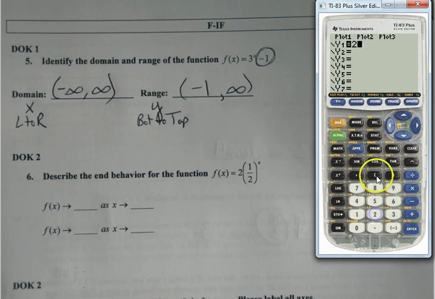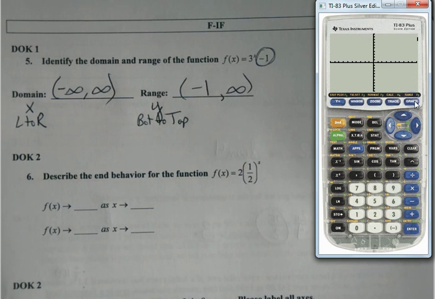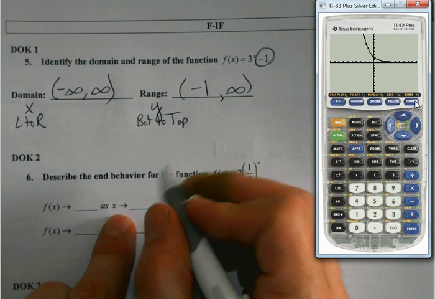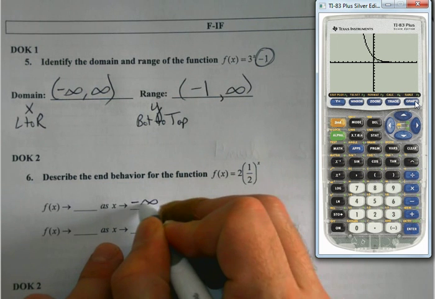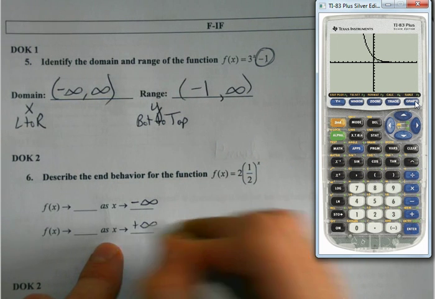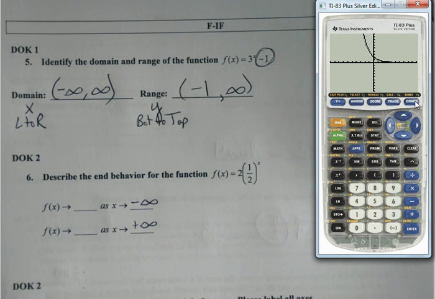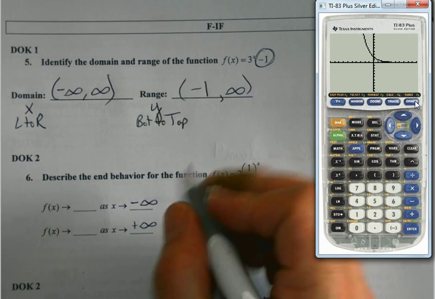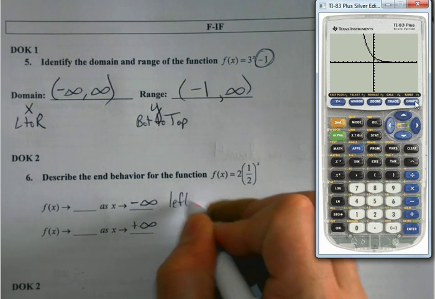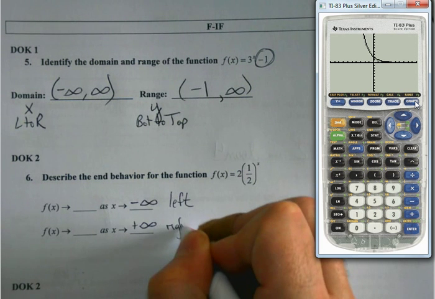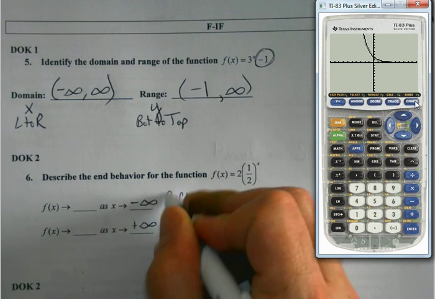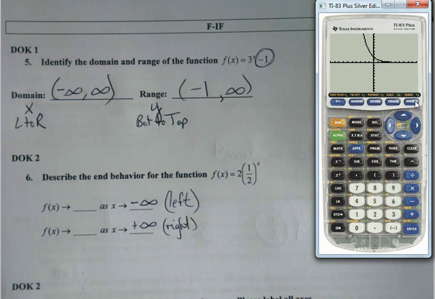Next one, I'm going to do a similar type question, except I'm going to get a little different information from it. So I graph this one. This one's decay. And when we're doing end behavior, remember, the x's are always negative infinity and infinity, sort of like the domain was up in number 5. And if we remember back to when we talked about these before, negative infinity is just like saying we're heading to the left, and positive infinity is kind of like saying we're heading to the right.